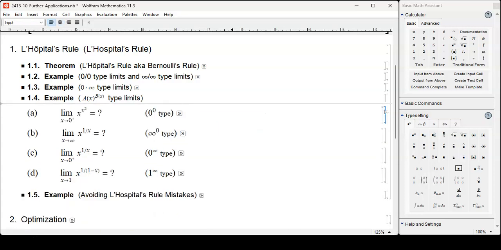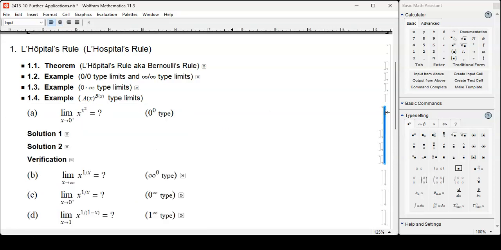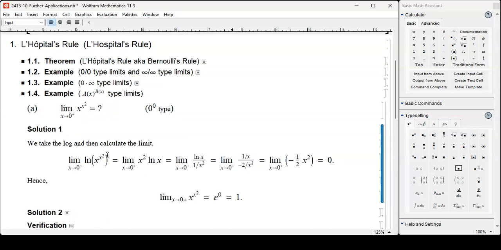Okay, ready? Here's the first problem. Solution number 1, let's take the log. Take the log, and then this x squared comes out as coefficient. And what do you have? We have 0 times infinity type limit. Keep logarithm on top and push the power function down below, and then apply L'Hopital's rule. We went through this before. So what is this? We got 0, but that's not the answer.